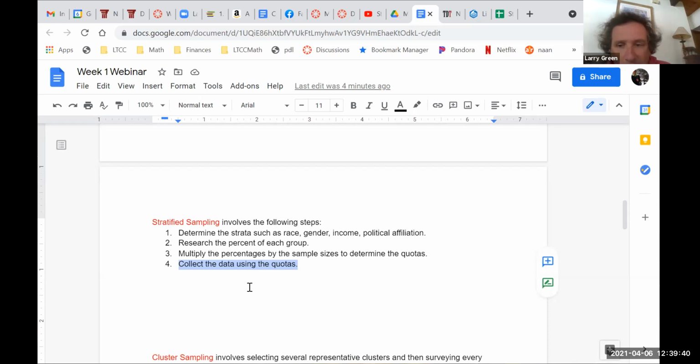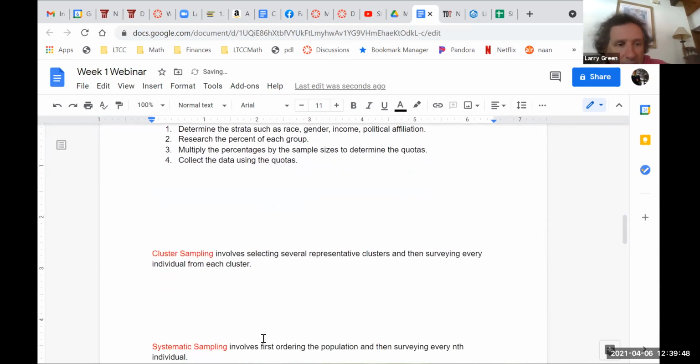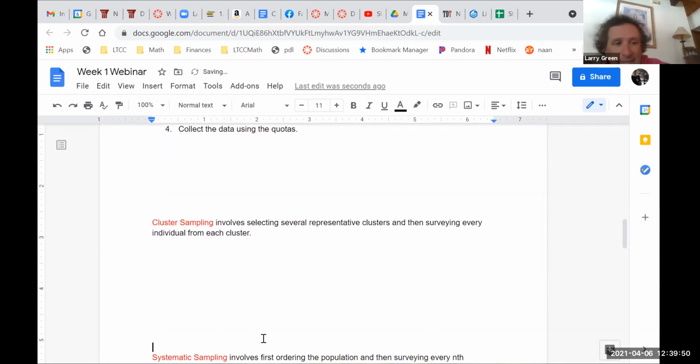Okay, so the next type of sampling you can do is called cluster sampling. Cluster sampling is done in lots of different examples. What that involves is selecting several representative clusters and then surveying every individual in each cluster. So if I wanted to survey college students, what are the natural clusters?